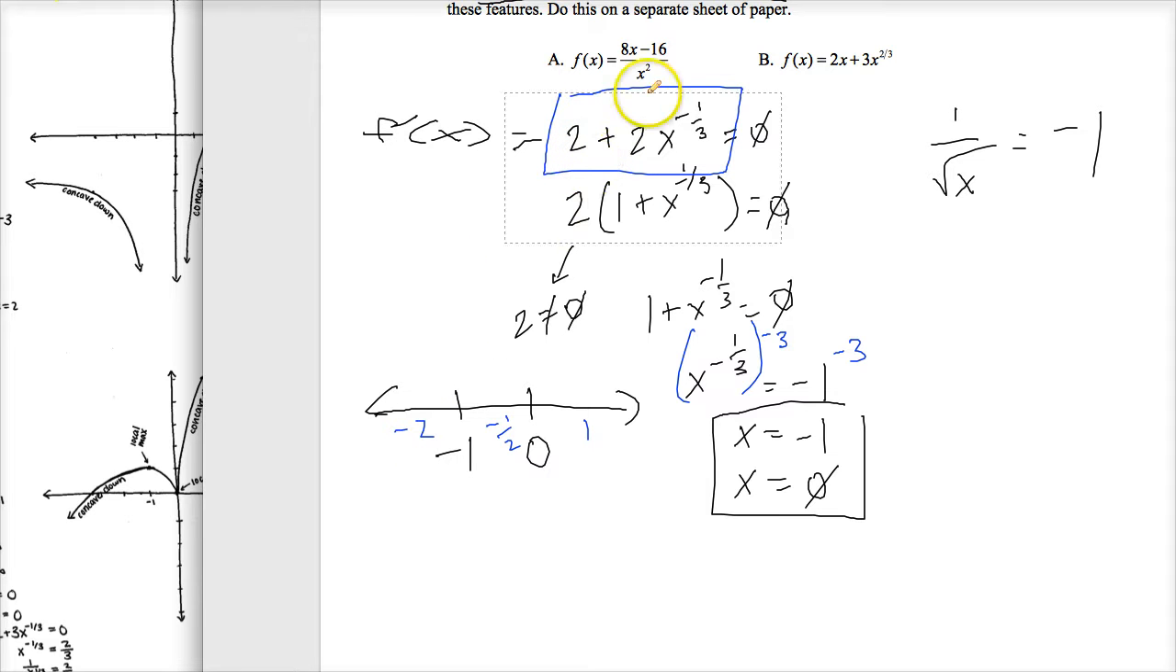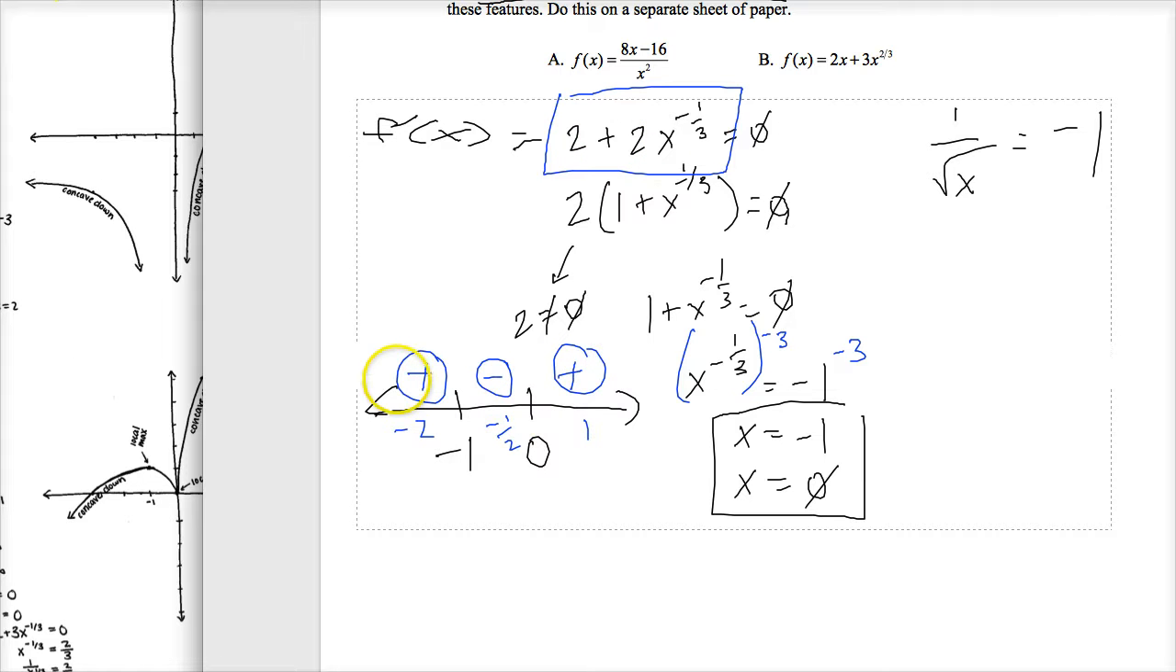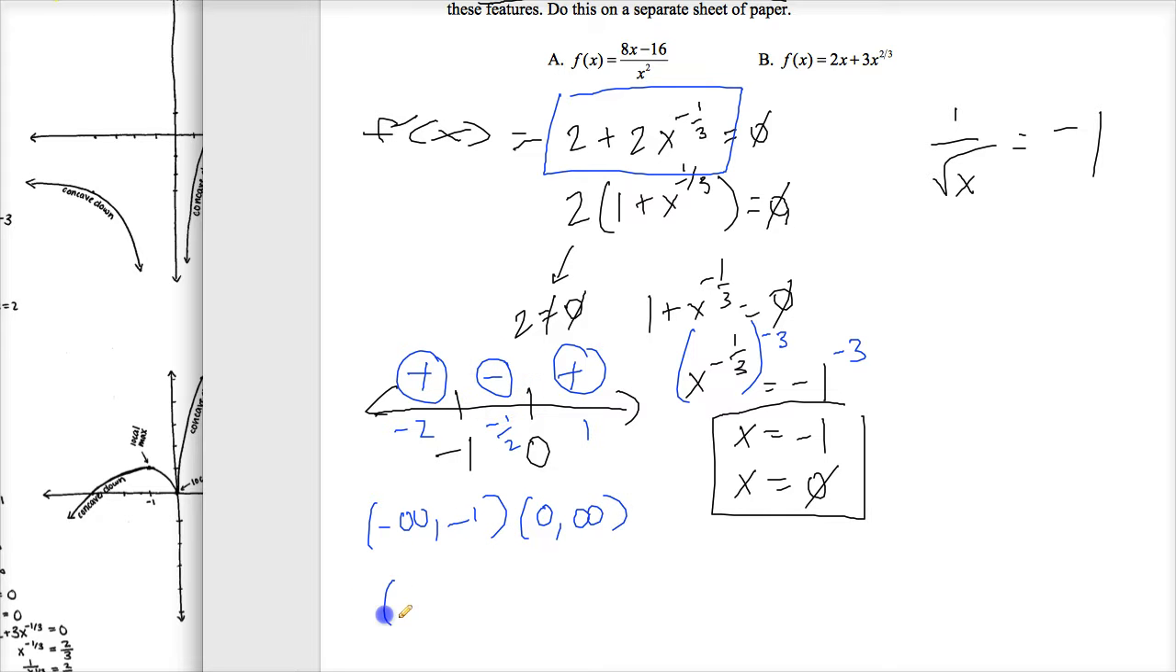If I plug negative 2 in, and you're going to have to put it in your calculator, I get a positive number. If I plug negative half in, again using your calculator, you get a negative number. And if you plug in 1, you get a positive number. So without writing this all out, it's increasing from negative infinity to negative 1, and from 0 to infinity. And it's decreasing in this minus zone from negative 1 to 0. That's how you figure out increasing and decreasing.